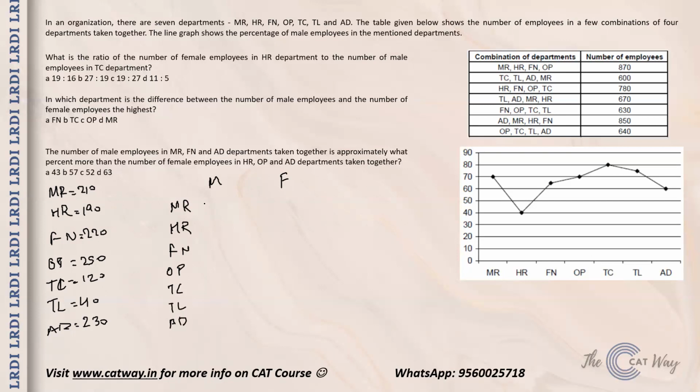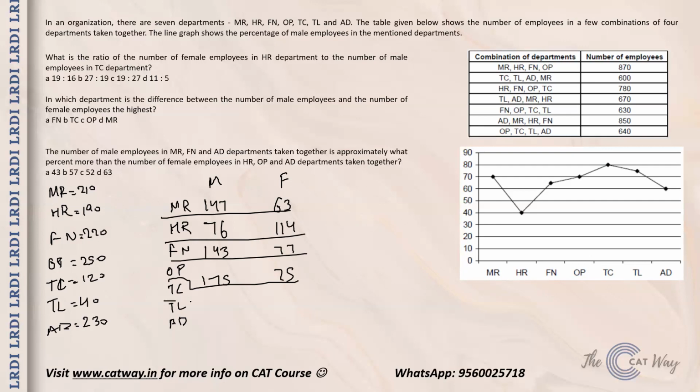In MR, 210 people are present, right? Out of that, 70% are male, so basically 147 are male. The remaining 63 are female. In HR, you see that only 40% out of 190 are male. That means 76 are male, 114 are female. Similarly, I will fill the data for all of them: 143, 77, 175 and 75.